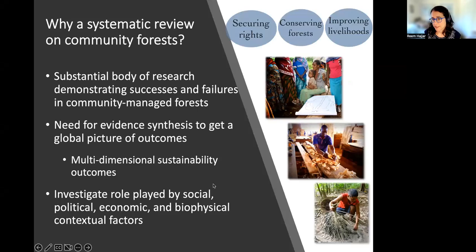So first, why do we need a systematic review on community forests? Well, we know that there is a substantial body of research, mostly based in case studies in various countries that has taken place throughout the decades. And these case studies have really demonstrated the successes and failures of community forests in different areas.